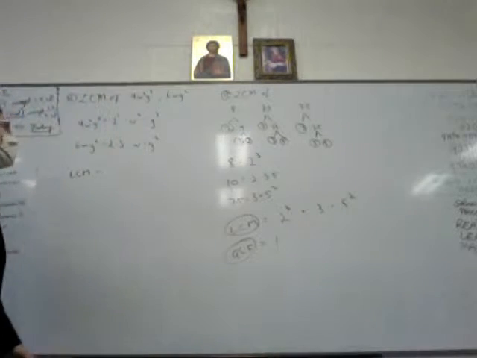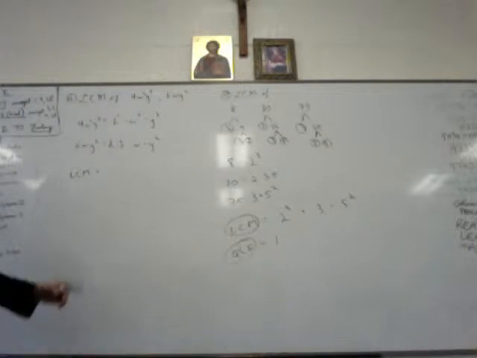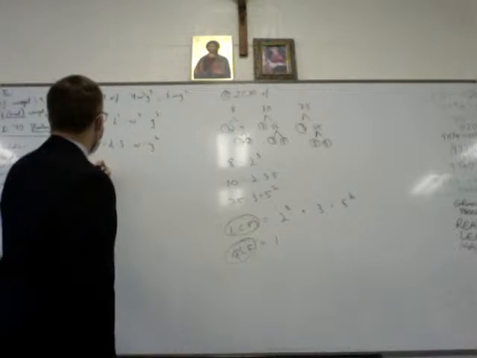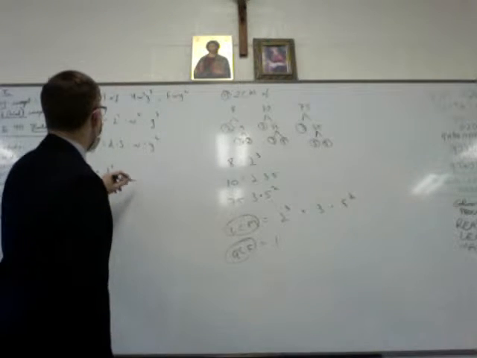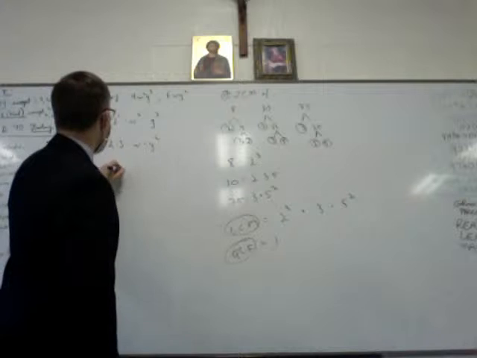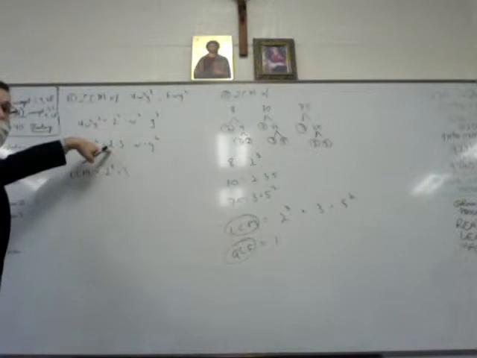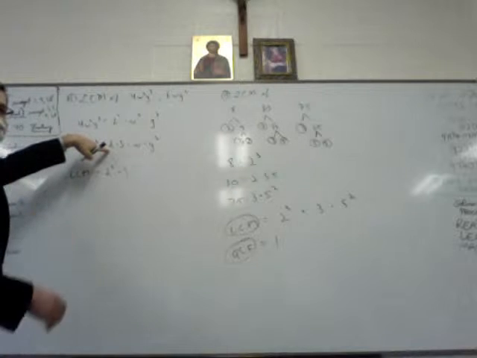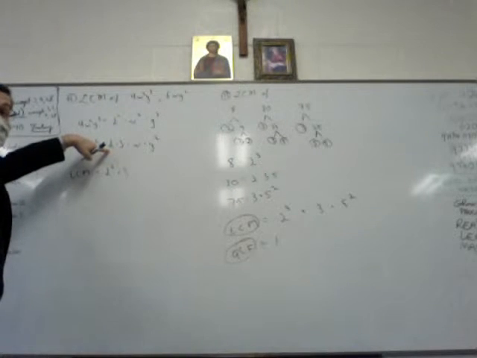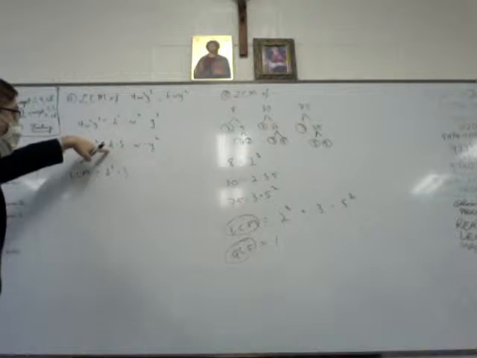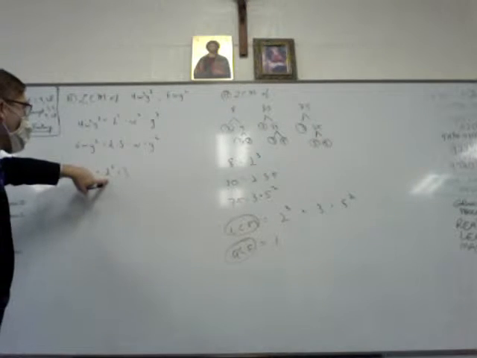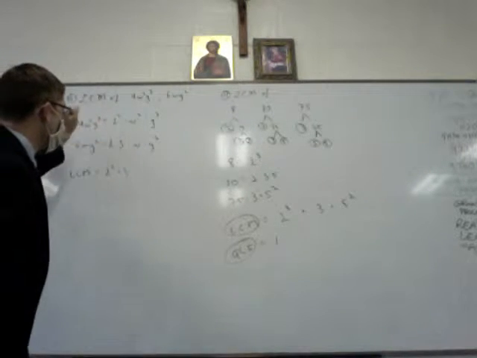We need to represent every single one of these things in here. So we need to make sure 2 squared is represented, times 3. What about this 2? Is that 2 represented? Yes, the 2 is already represented in the 2 squared. So we've got everything represented there.